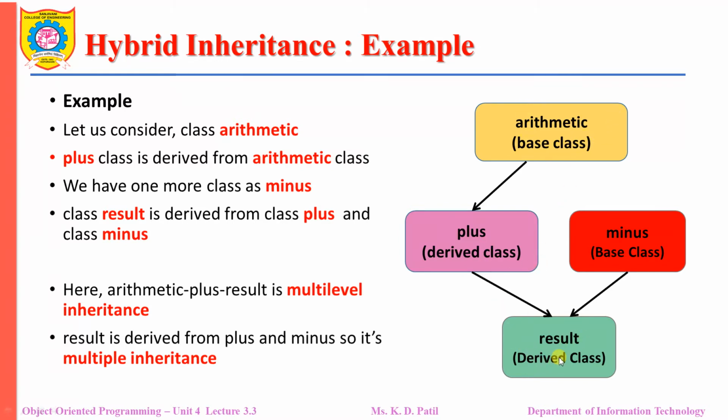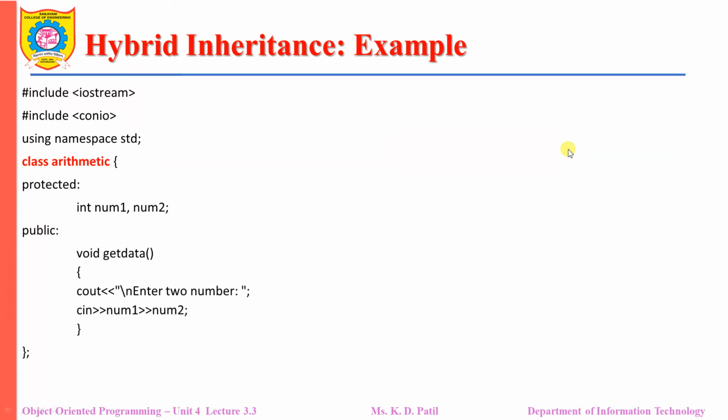Now if you observe the diagram carefully, the class plus is inheriting the properties from class arithmetic. The class result is inheriting the properties from class plus as well as from class minus. Here two forms of inheritance are available. Arithmetic, plus and result, this path is referred to as a multi-level inheritance, and plus, minus, result, this form is referred to as a multiple inheritance. So here two forms of inheritance are available, and that's the reason the whole structure is referred to as a hybrid inheritance.